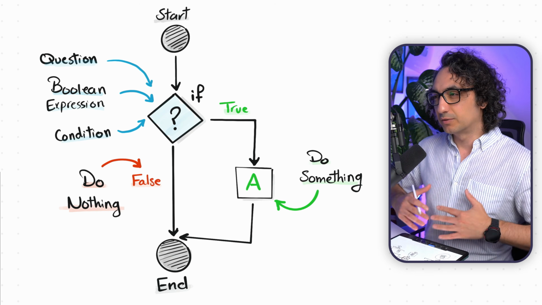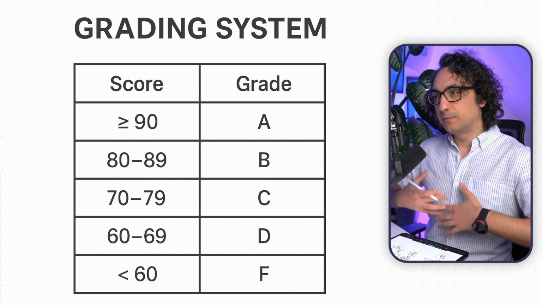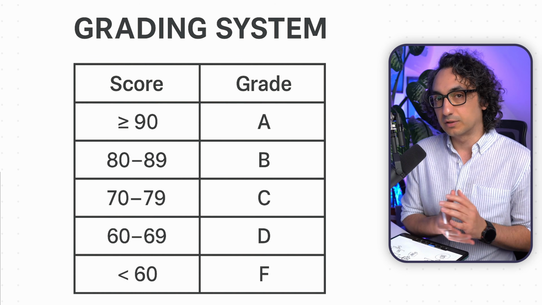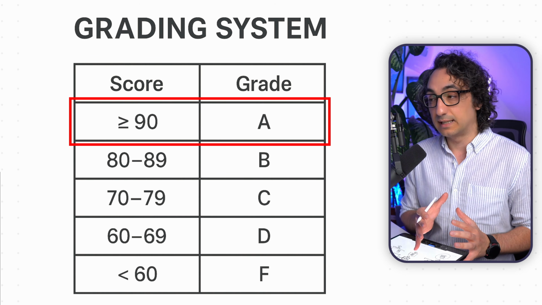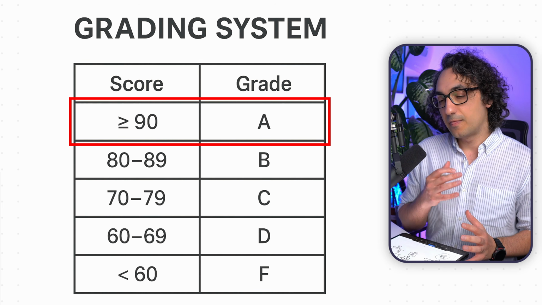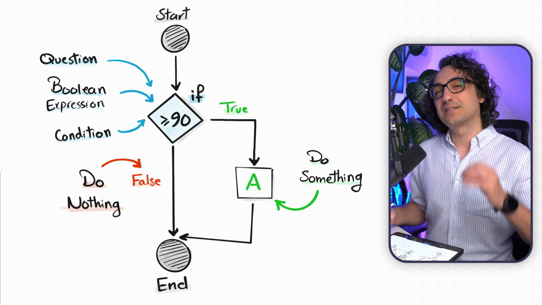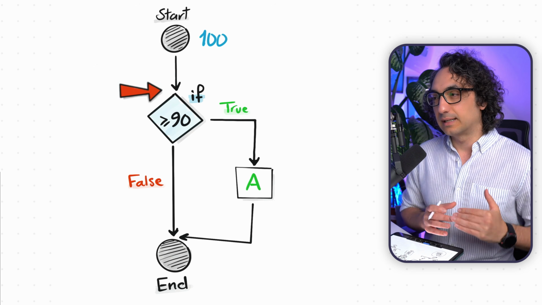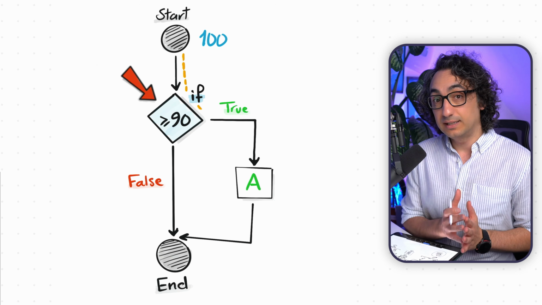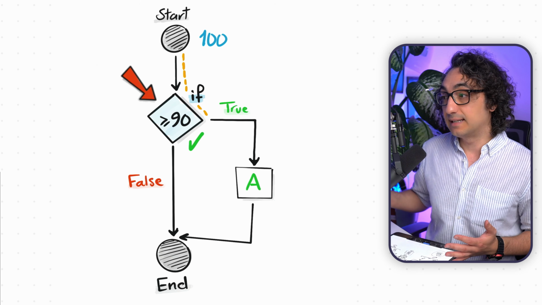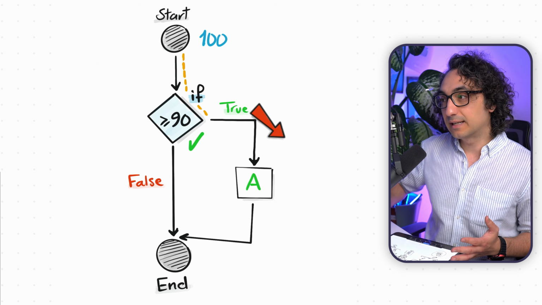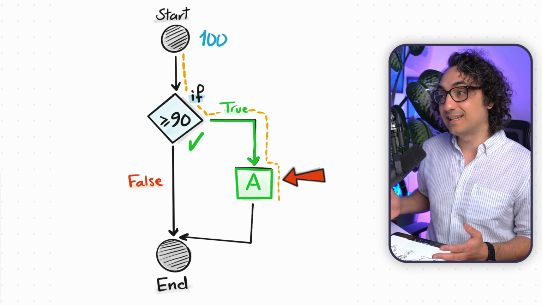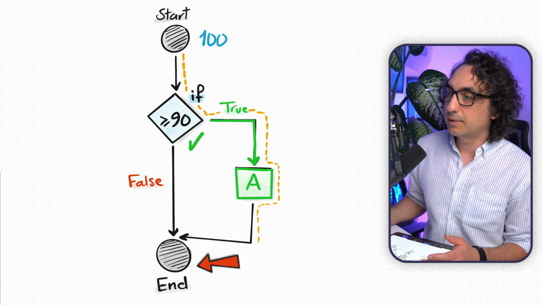So now let's have an example to see how Python executes it. Let's say that we are evaluating the score of the students and we want to give them grades. We can build a condition like this: if the score of the student is greater or equal to 90, then this student is going to get the grade of A. Okay, so now let's take a very good student with a score of 100. Python is going to check it. Is 100 greater or equal to 90? Well, the answer is yes, it's true. So what's going to happen? Python is going to take the right path and execute it. We go to the code block where we assign the grade A, and after that, Python jumps out immediately to the end.